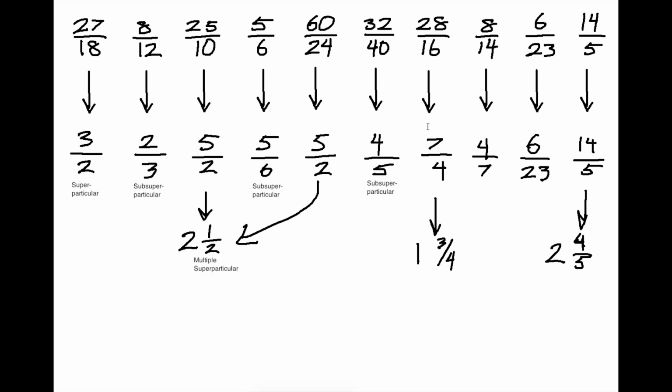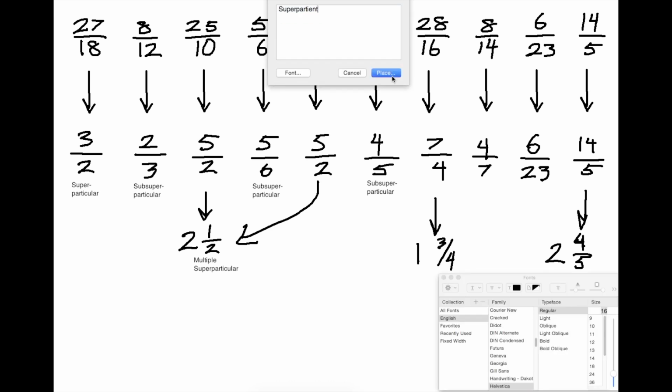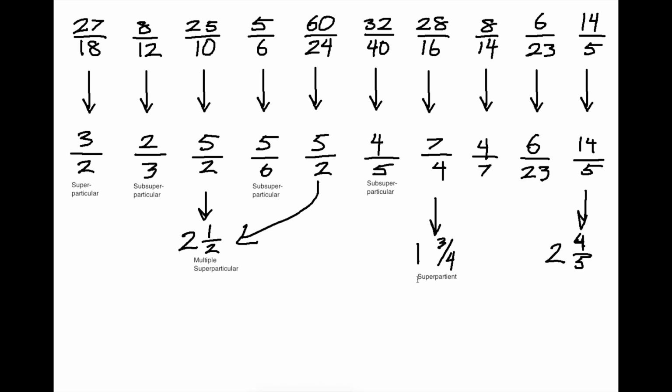Next we have this one over here, 7/4. Now this one, you'll notice, has a remainder. If we do the division, as a remainder we have 3/4. Or I should say, if we divide 7 and 4, we actually have a remainder of 3. So what this means is we have more than one fractional part remaining, which makes it not a superparticular, but a superpartient ratio. So this is a superpartient ratio. And this one, which is 2 and 4/5, because we have remaining more than a fractional part of 1, this is going to be a multiple superpartient.